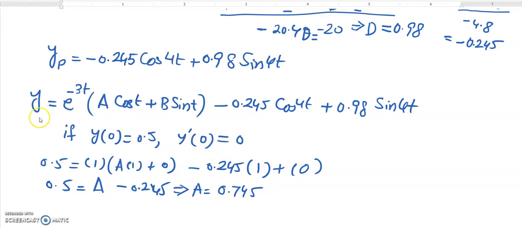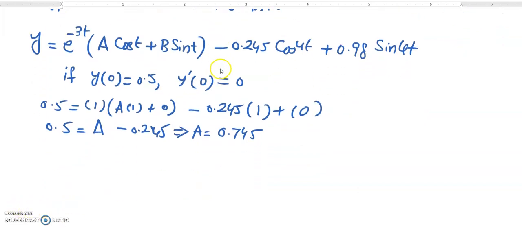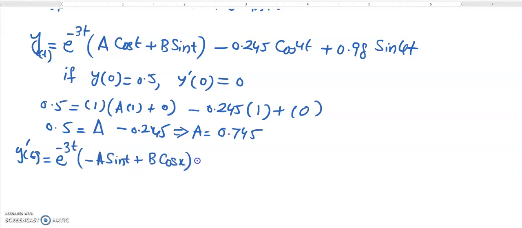So now we apply the second condition, but for this we need to have y prime, so that will be a little bit lengthy expression. So y prime of t, you can put t over here as well. In this the product rule will apply. So e^(-3t) into minus a sine t plus b cosine t. And now for this, it will be minus e^(-3t) into a cosine t plus b sine t.